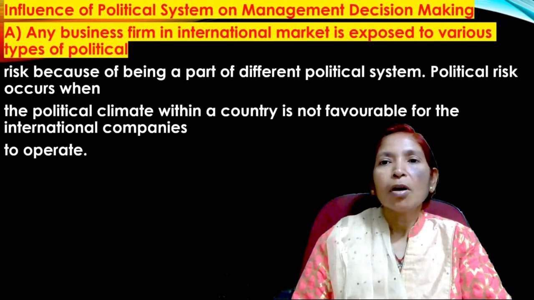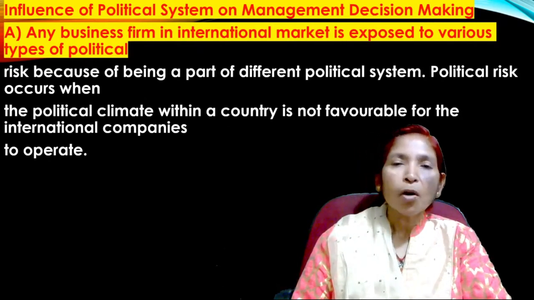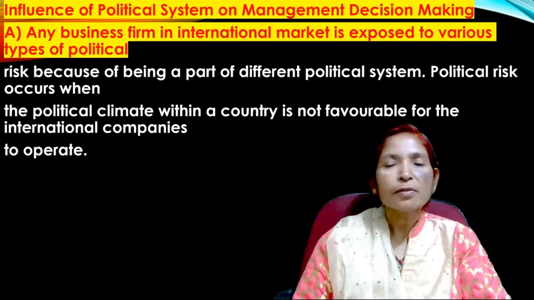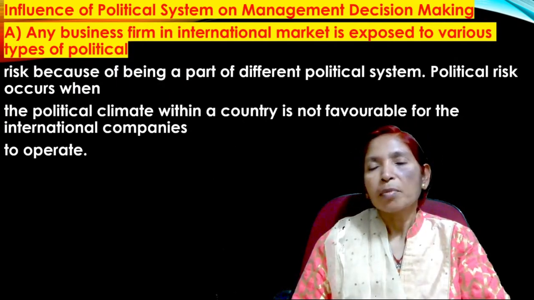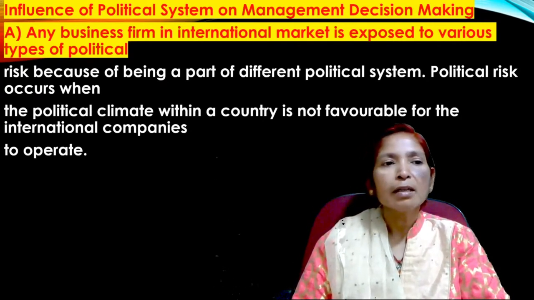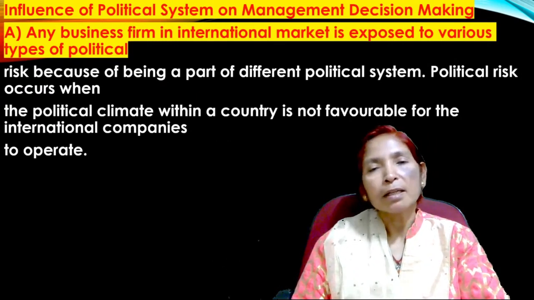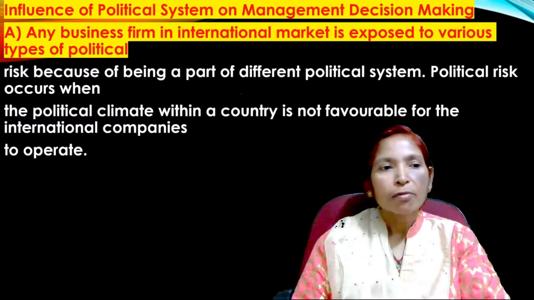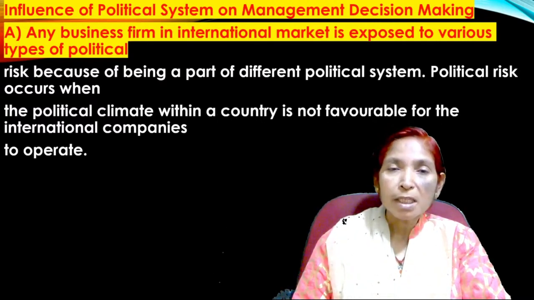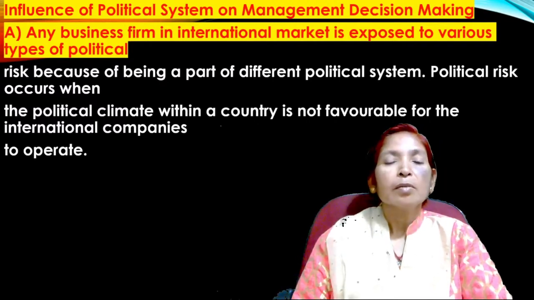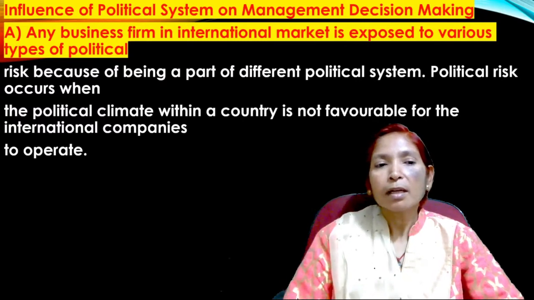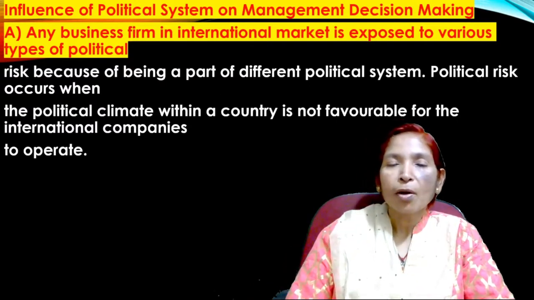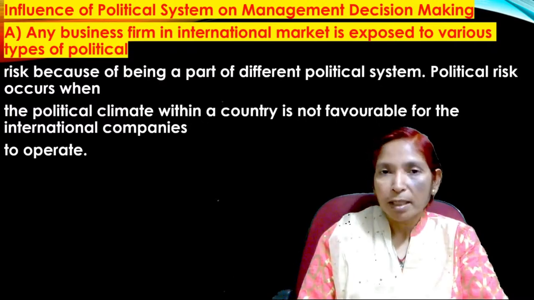Influence of political system on management decision making. How does the political system influence the management decision making process? Number one, any business firm which is engaged in international market or business activities is exposed to various types of political risk because of being a part of a different political system. Political risk occurs when the political climate within a country is not favorable for international companies to operate. It means political risk generally occurs when the policy of the government or the political environment of the country is not favorable for international companies who are operating in international business activities.